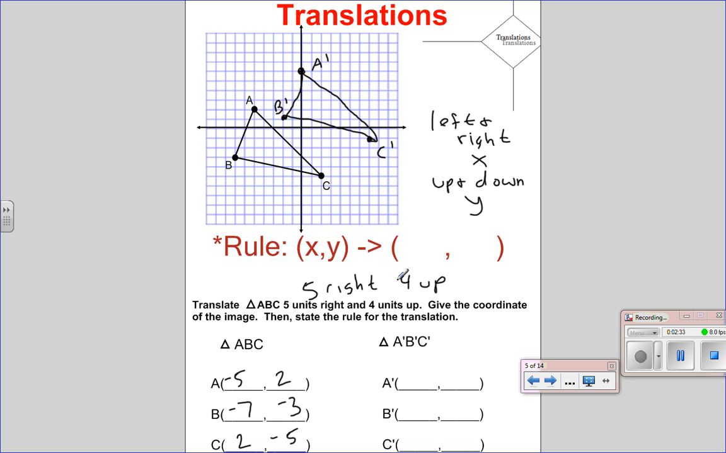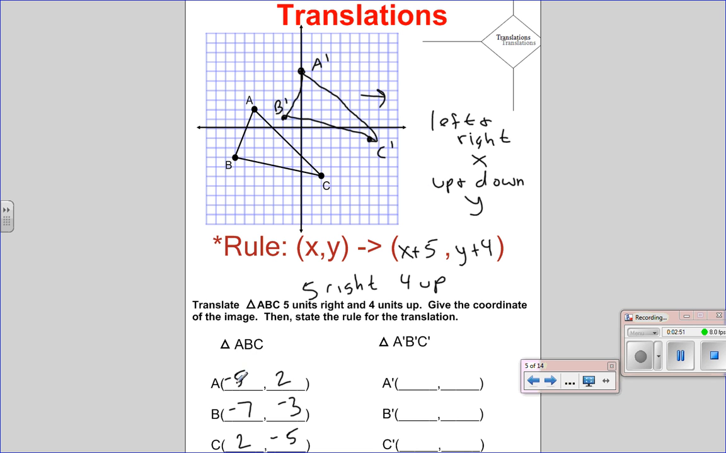So if you're going right 5, you're going to be working with the x. And right is positive. This way is right, so positive. So that's going to be x plus 5. And then up is positive, so y plus 4. That's actually the rule for our translation.